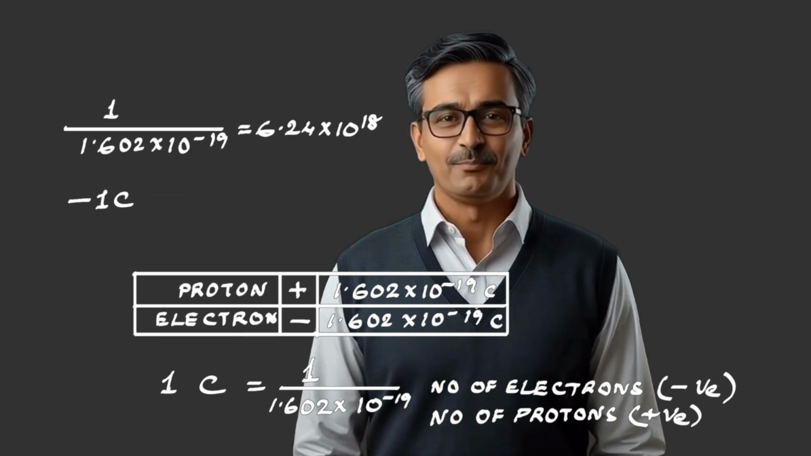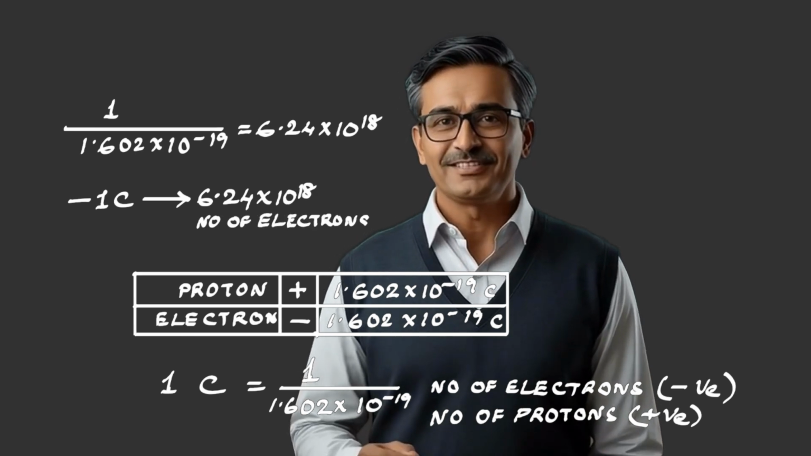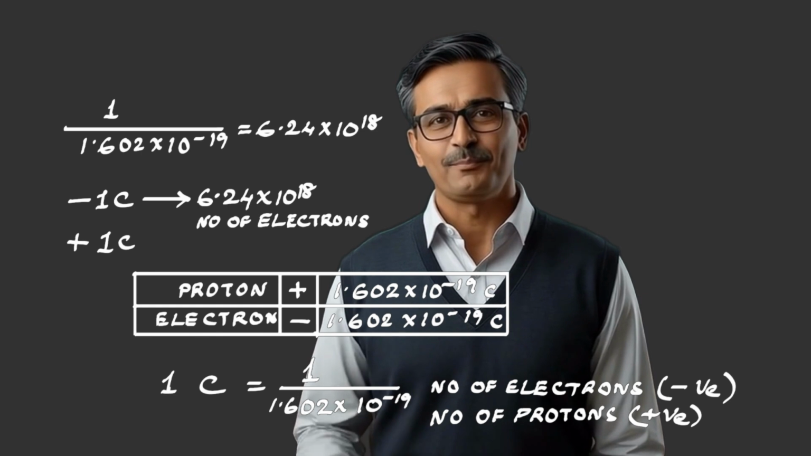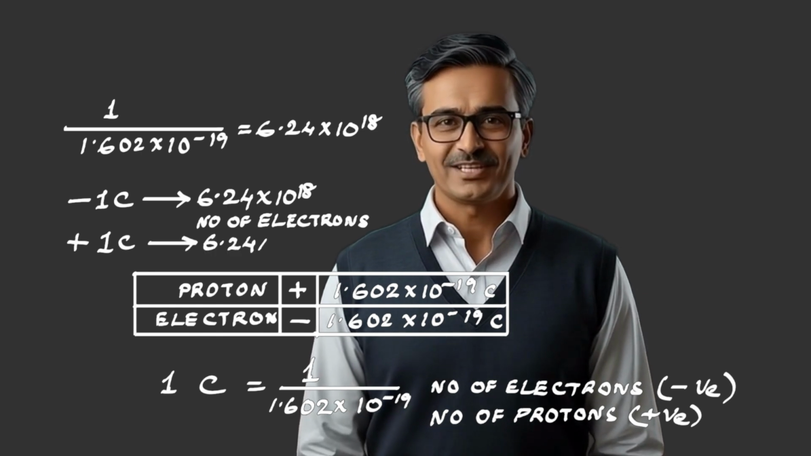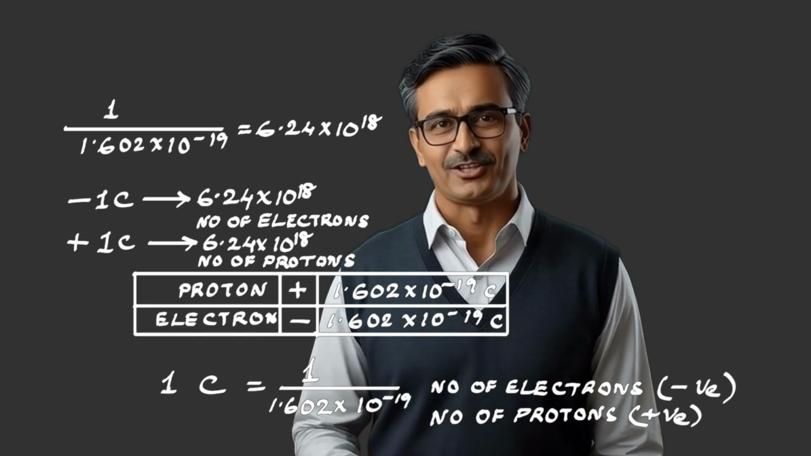So, minus 1 coulomb means 6.24 into 10 to the power 18 number of electrons. And similarly, plus 1 coulomb means the same 6.24 into 10 to the power 18 number of excess protons compared to electrons in a body.